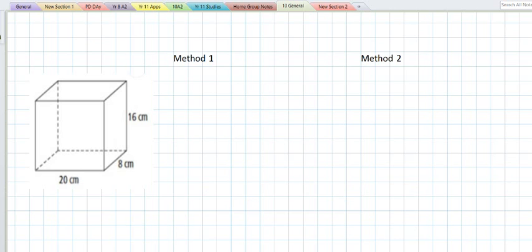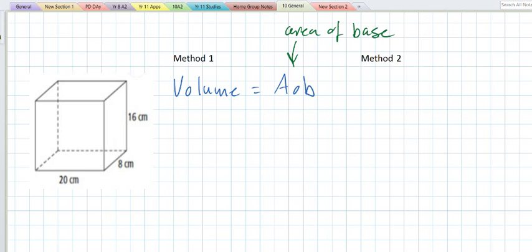Alright. So we're going to look at calculating the volume of this cube two different ways. Draw in the measurements. Volume equals area of base. When I write AOB, I mean area of base. It goes up that way if you look at it that way. Multiplied by the height.